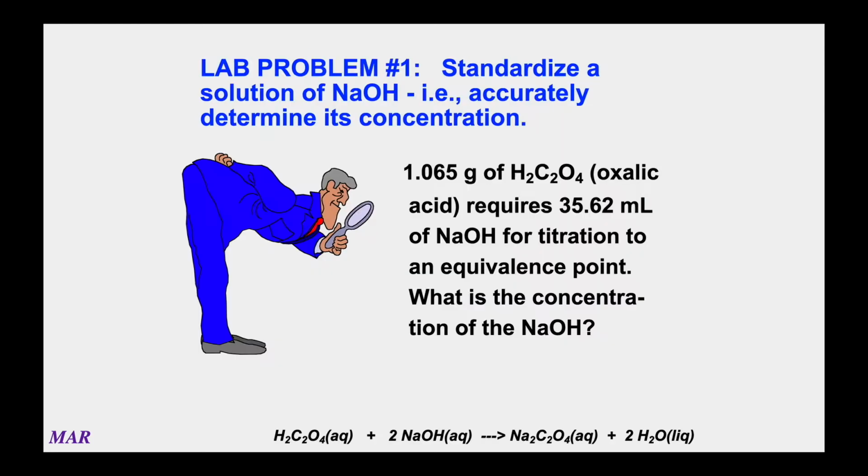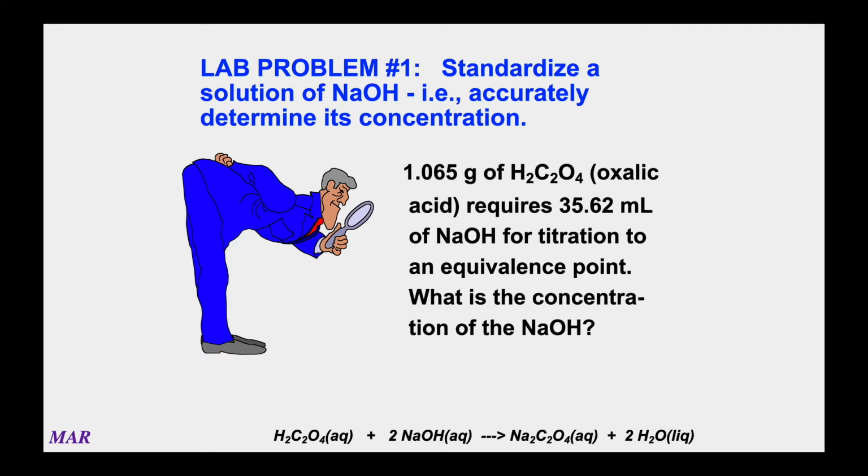Pretty cool stuff. Let's pretend that we're going to do a titration here. We take 1.065 grams of oxalic acid, which you can measure out on a scale, and you put it in the little Erlenmeyer flask and you titrate it with sodium hydroxide. Our sodium hydroxide needs 35.62 milliliters to get to the equivalence point, which in a good titration means that the moles are equal to each other, and it also usually is where the color change happens.